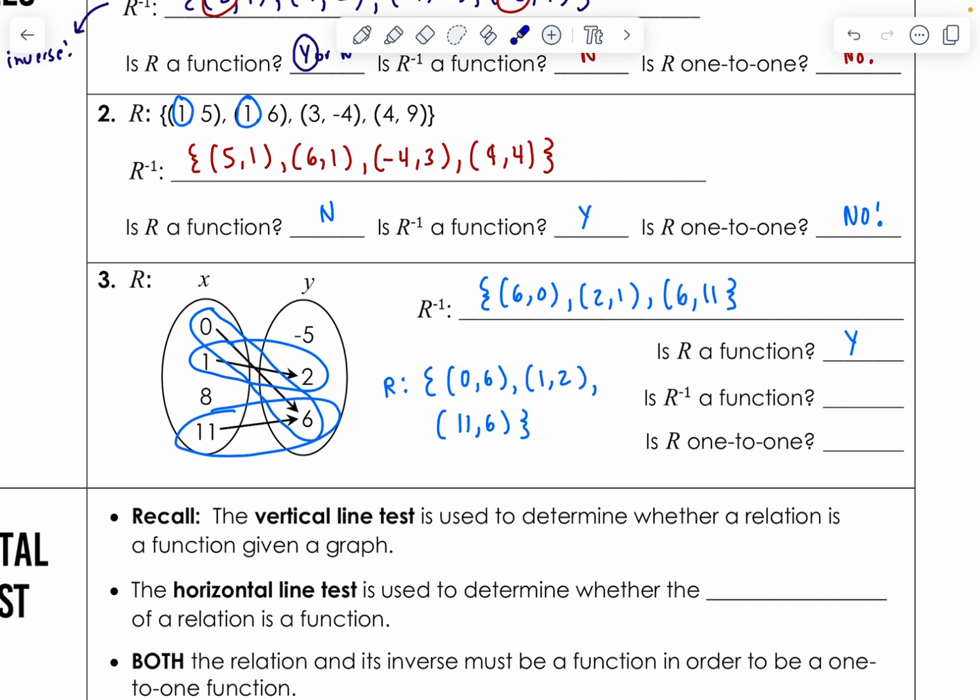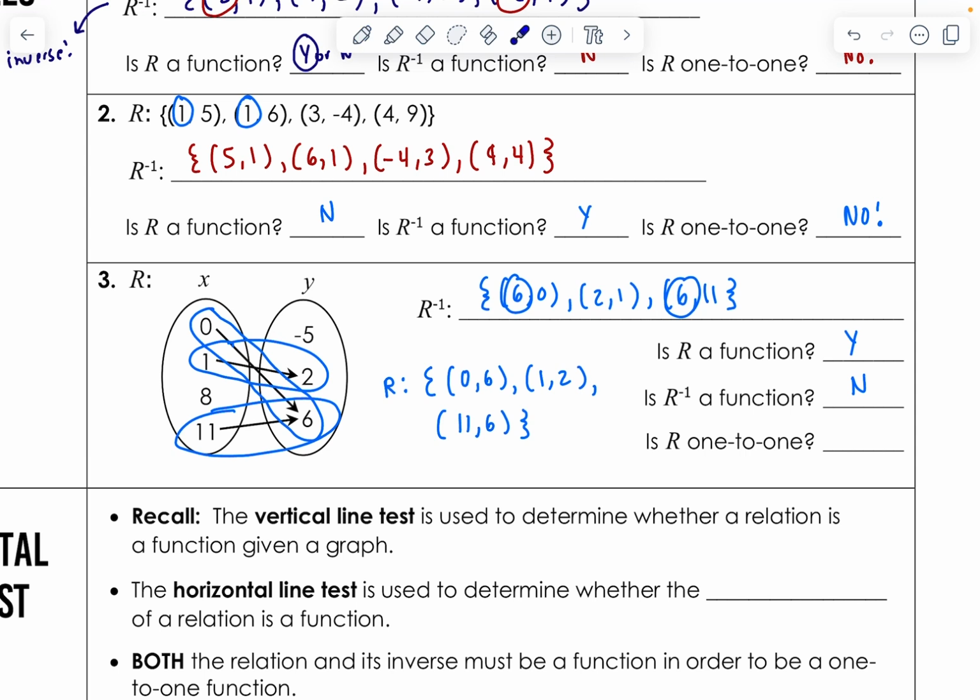The next one we'll say is the inverse of the function. If you look at the inverse of r right here, we do have repeating x values right there. So we'll say that the inverse of r is not a function.